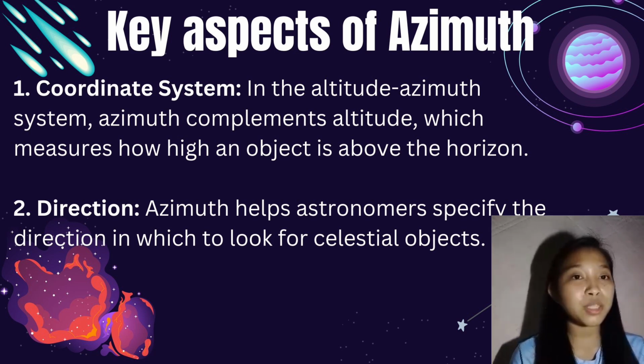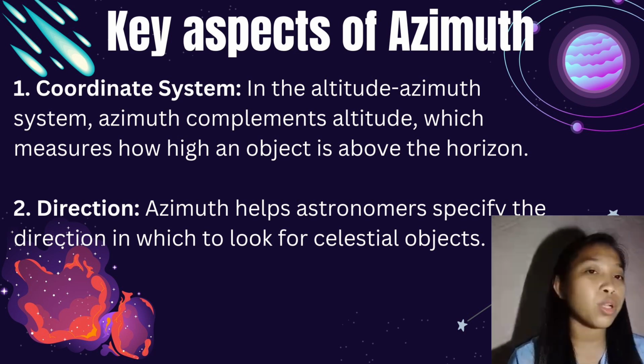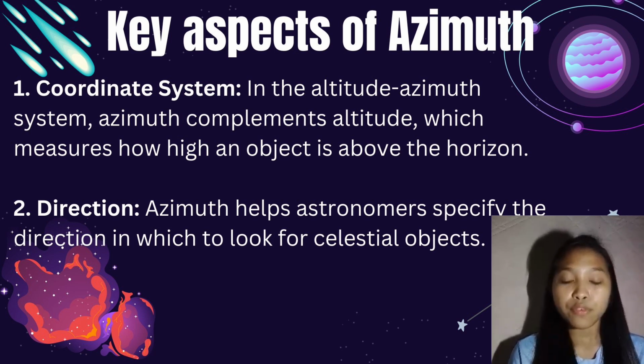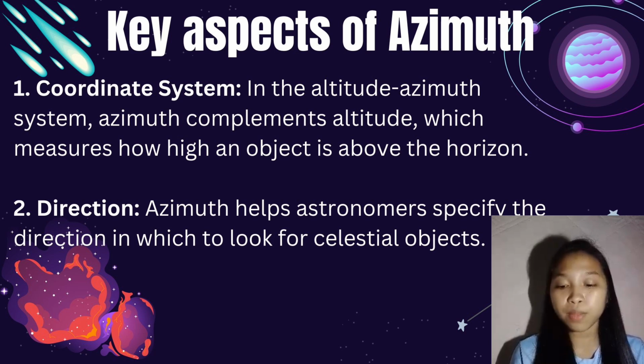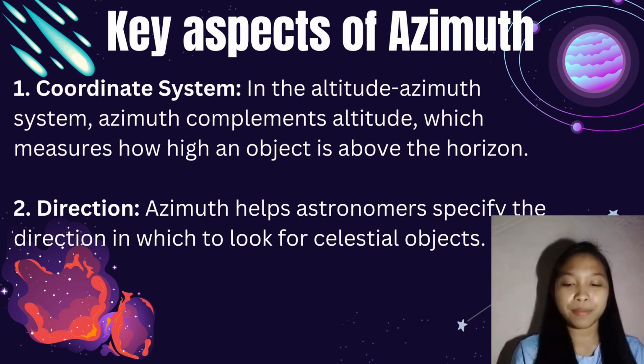The second key aspect of azimuth is direction, where azimuth helps astronomers specify the direction in which to look for celestial objects. For instance, an object with an azimuth of 90 degrees would be found due east, while an object at 270 degrees would be due west. West, I mean.